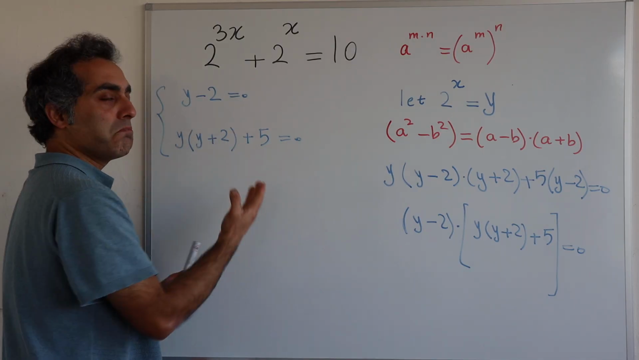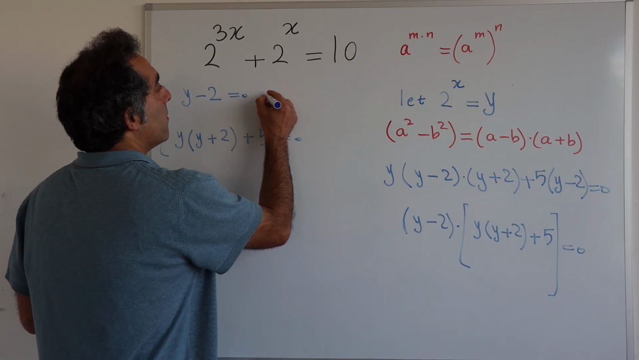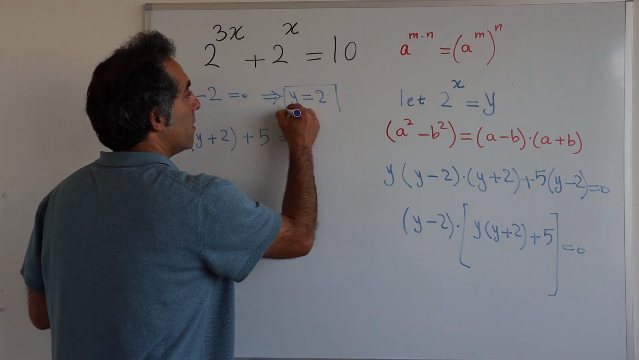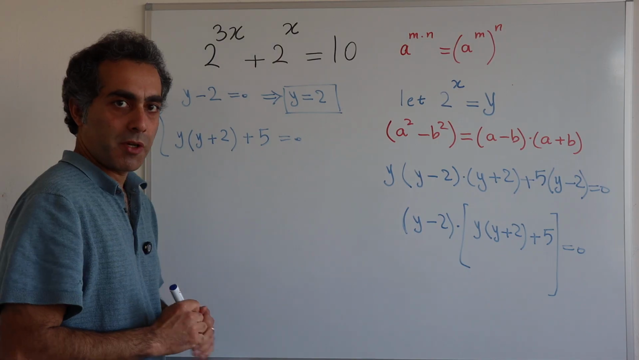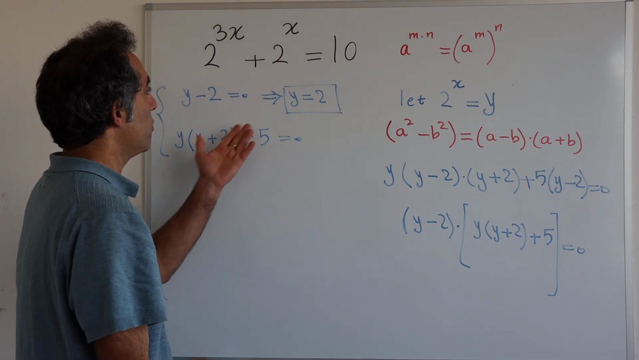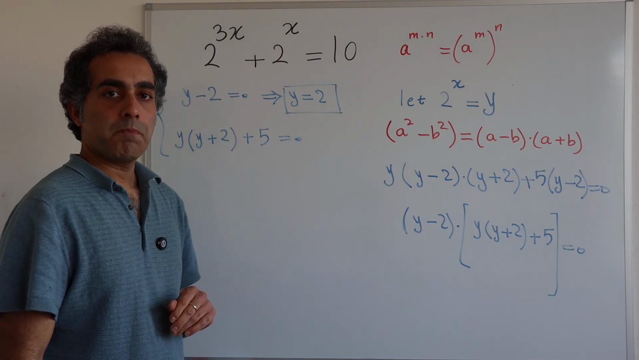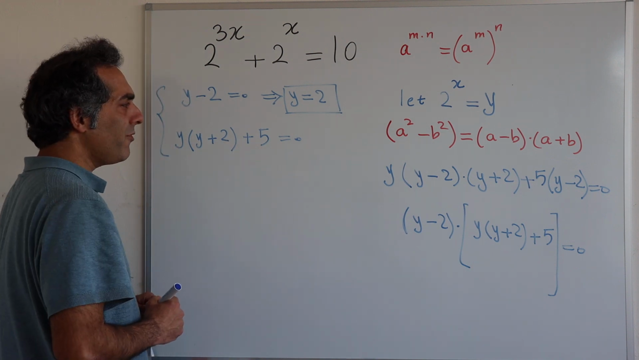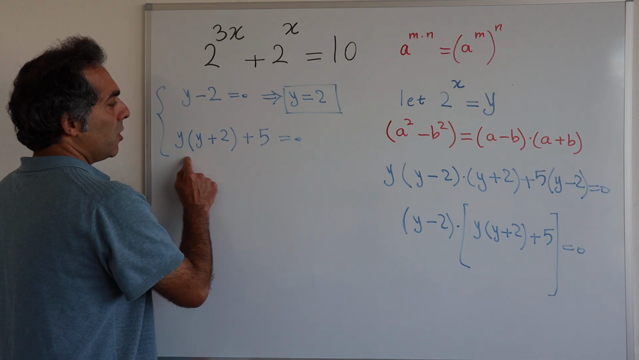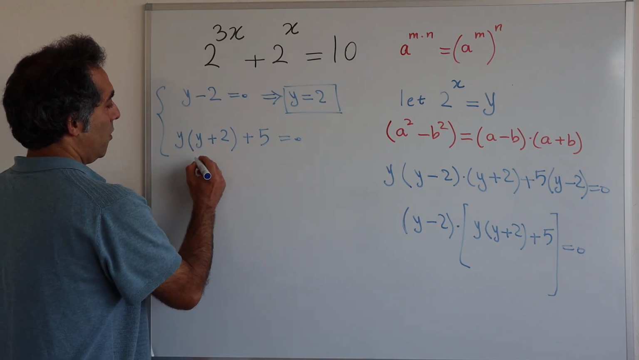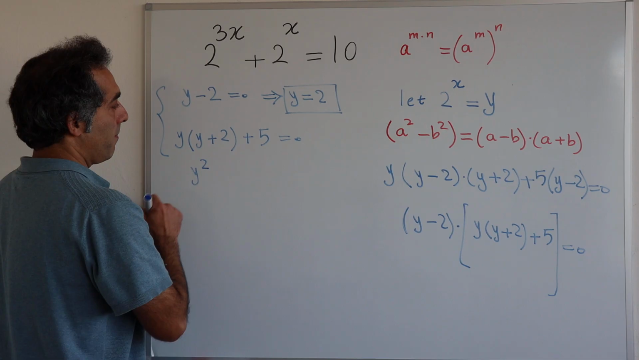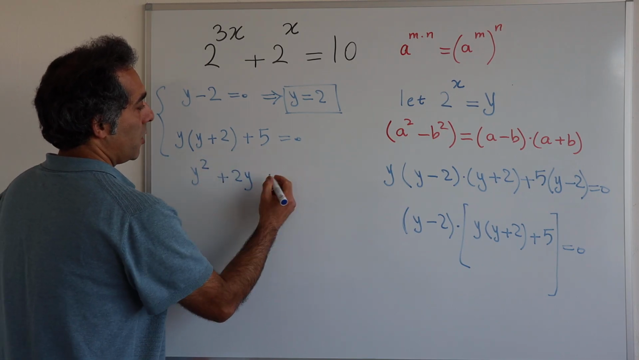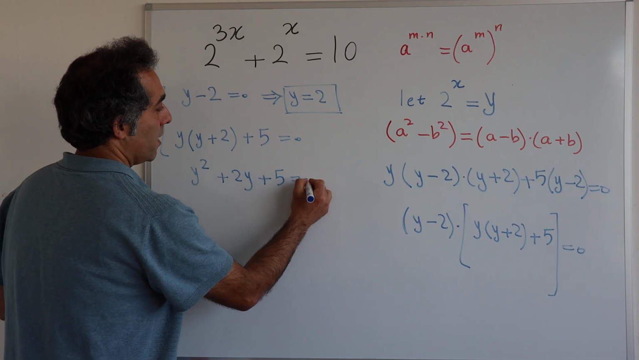For the first one, it's very easy. y is 2. Okay, the first term is very easy, and you can have this result. But for the second one, you have to multiply the first term. So it is y squared, 2y, and here 5 is 0.